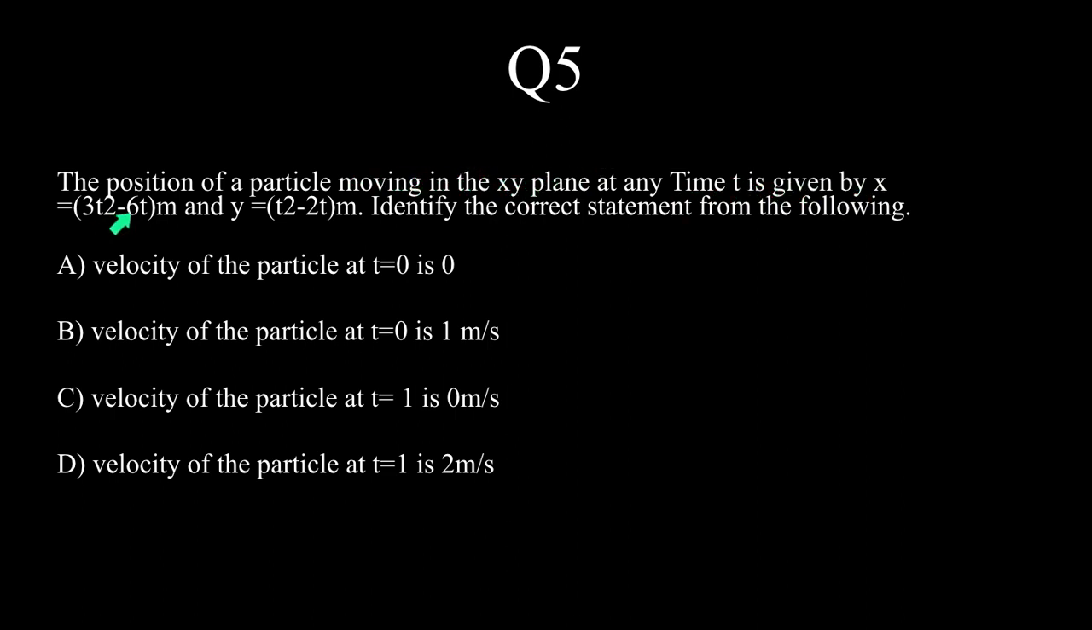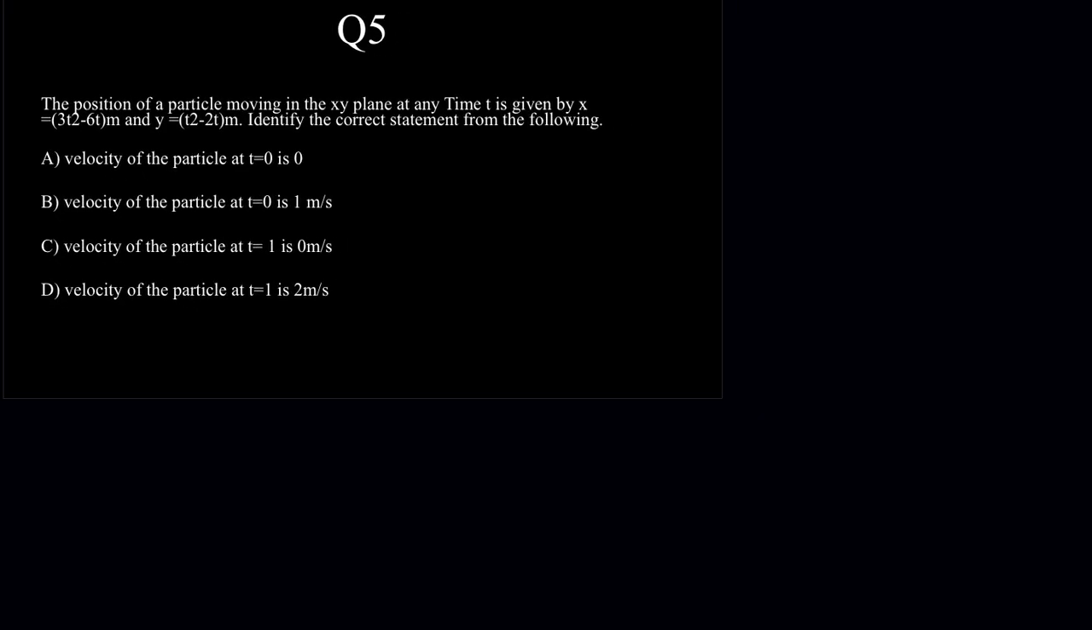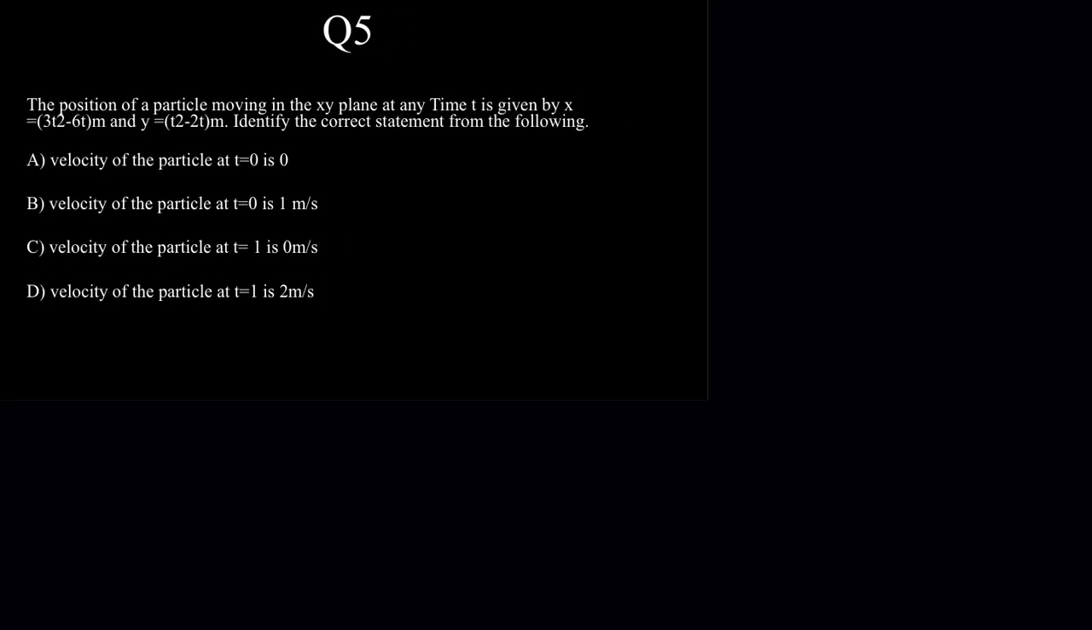The position of a particle moving in the xy plane at any time t is given by x is equal to 3t square minus 6t and y is equal to t square minus 2t. Identify the correct statement from the following. Velocity of the particle at t is equal to 0, t is equal to 1, is 0, 1 or 2. Okay, so very good question, because this connects the equations of motion in a two-dimensional plane.